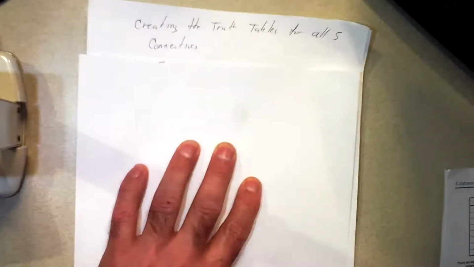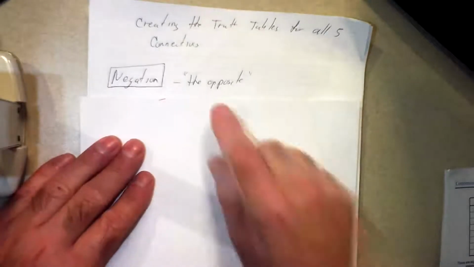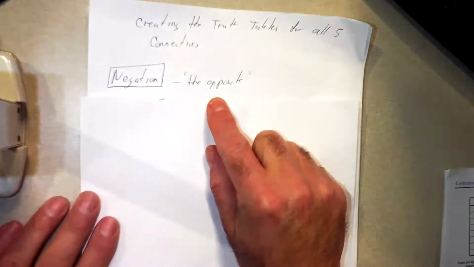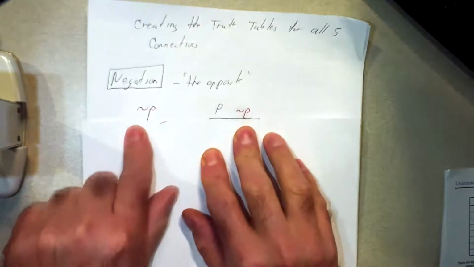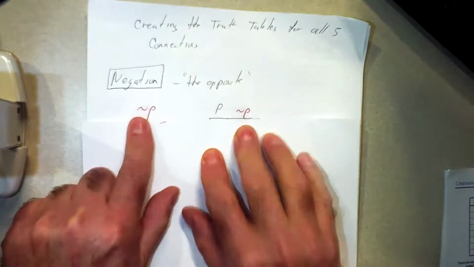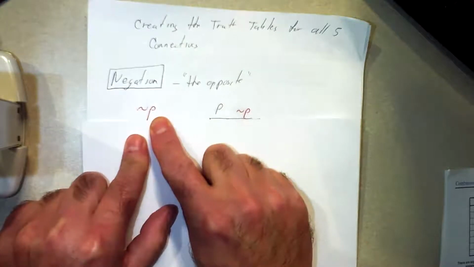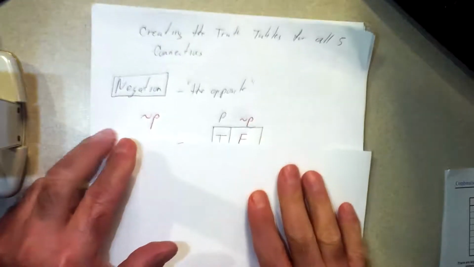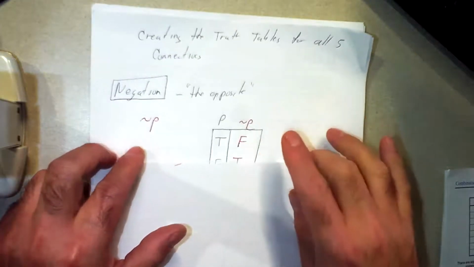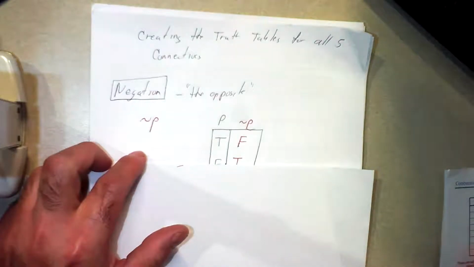So let's create the truth tables for all 5 connectors. Here's number 1. The first one is the negation. Remember, negation means the opposite. The symbol, remember, is the squiggle with the P. Now notice, I only have one variable. It's squiggle P. So when you do your truth table, there's two results.